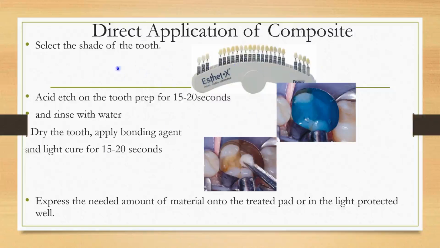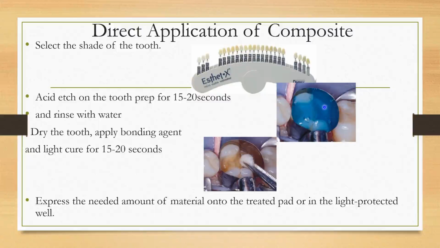So after you choose the shade, the dentist will prepare the cavity and remove the caries, and then they will etch the tooth using acid etch for 15 to 20 seconds. After that, you have to prepare the suction, because they're going to use it to rinse the etch. This is the etch, which is blue in color. So you have to suction very close to the edge.